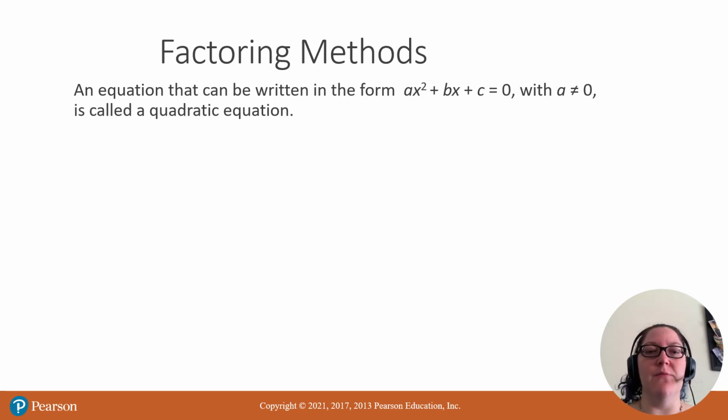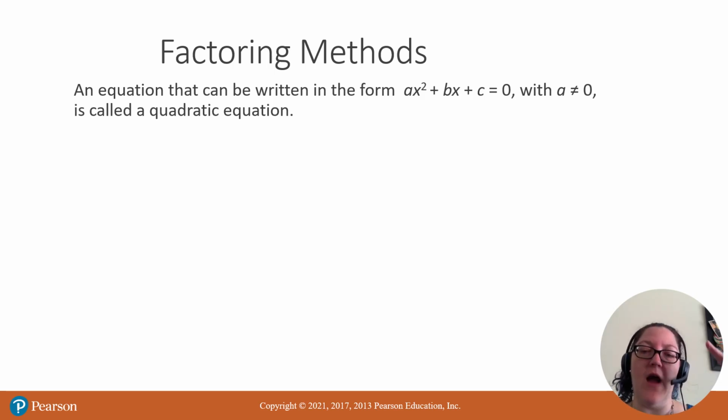Now, with the factoring method, the first thing that we have to do is make sure all of our equations can be written in the form ax squared plus bx plus c equals 0. We say it this way because when it equals 0, that will actually help us. However, we also have to make sure that it's quadratic. If it is not quadratic, then there's no point in trying the factoring method.